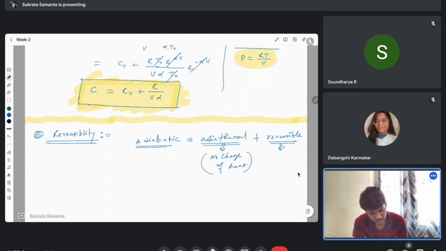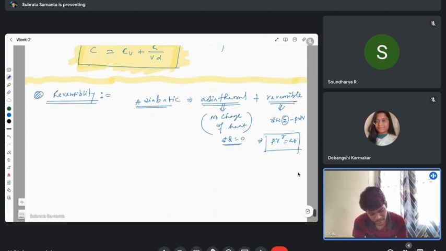means that we use dW equals minus PdV. So this is an equal sign. This means the reversibility. And if we use dQ equals 0, no change of heat, and dW equals minus PdV, then we end up with PV to the power gamma equals constant. If any of these conditions fails, then we cannot say that PV to the power gamma equals constant. So this reversibility is important.